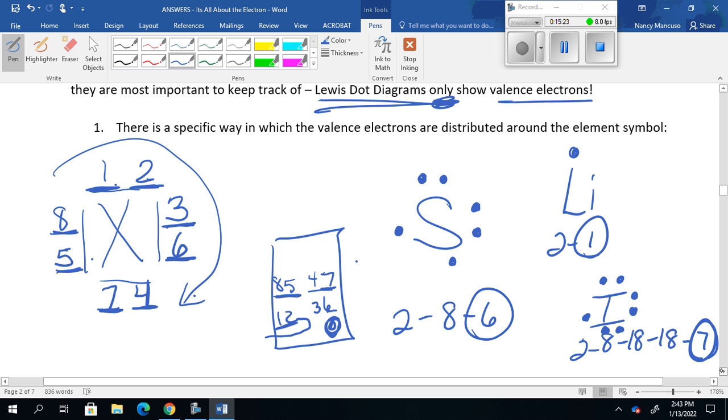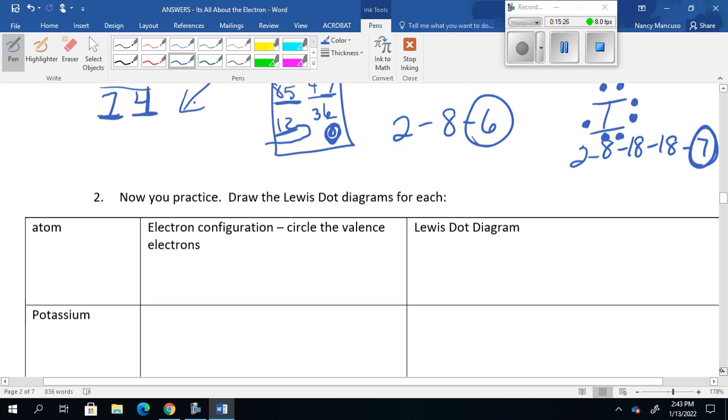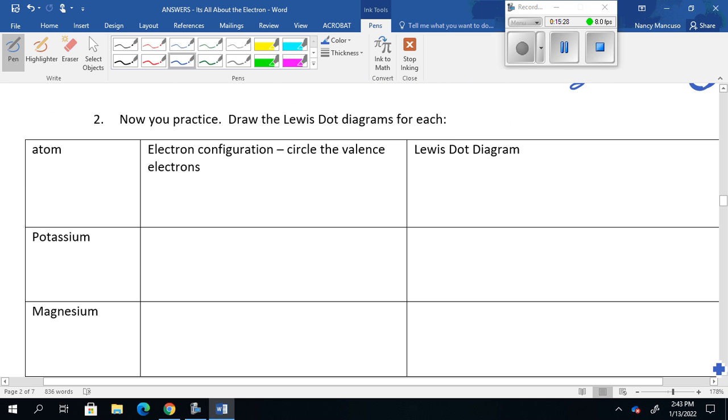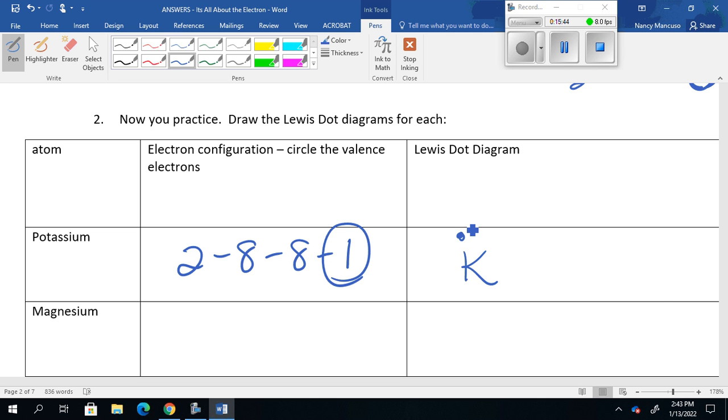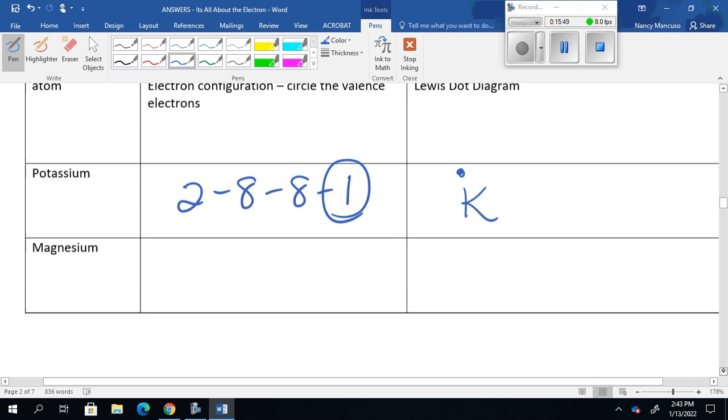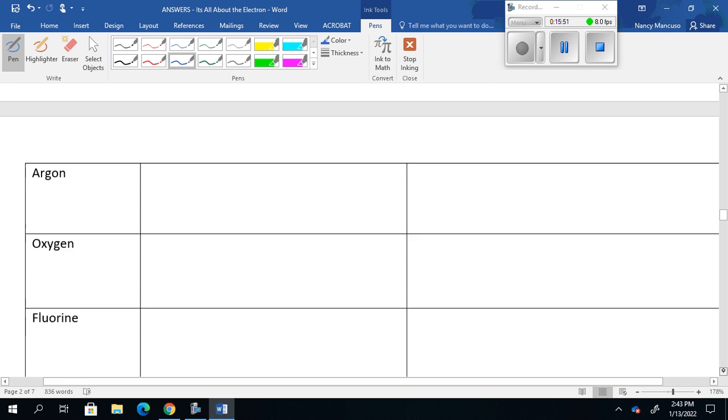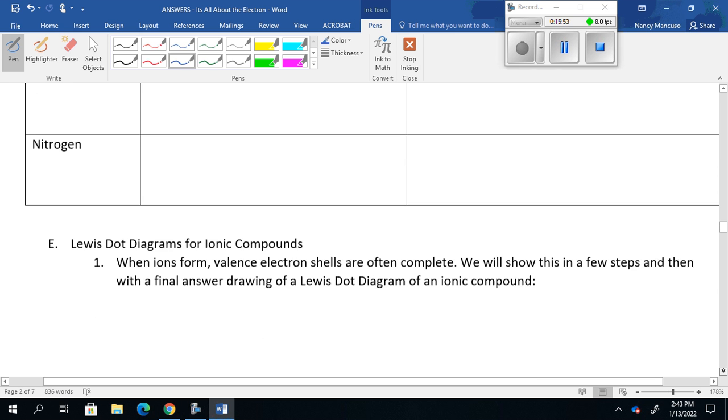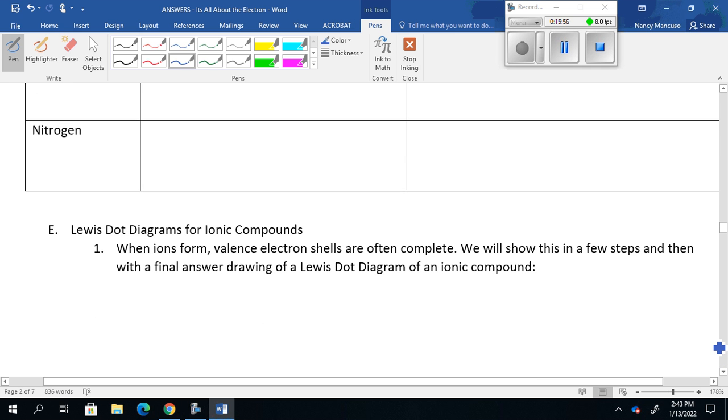Okay, so let's do some practice. So potassium was 2-8-8-1. Circle the valence. Do the Lewis dot diagram. Done. Instead of drawing all those rings and all those electrons, I just do the 1 dot in the 1 dot spot. Okay, so go ahead, pause me, and go ahead and do these practice ones. All right, and then when you're done, come back.